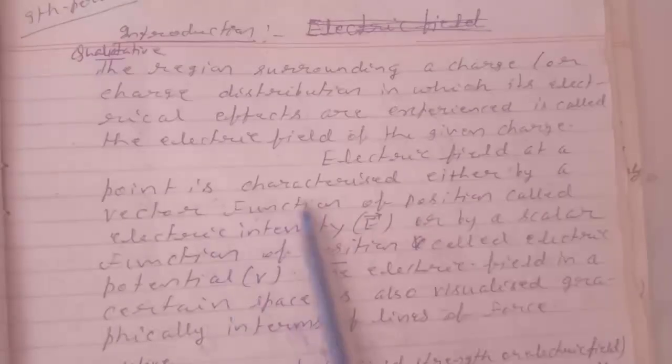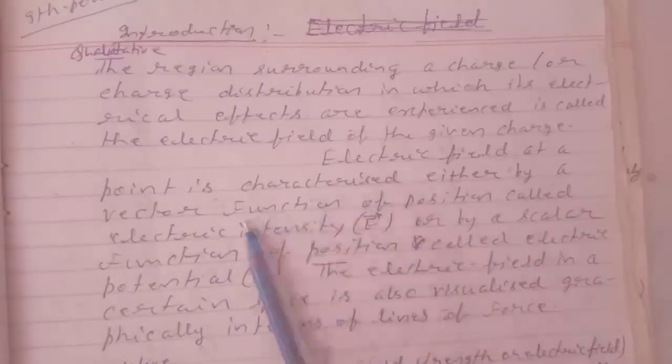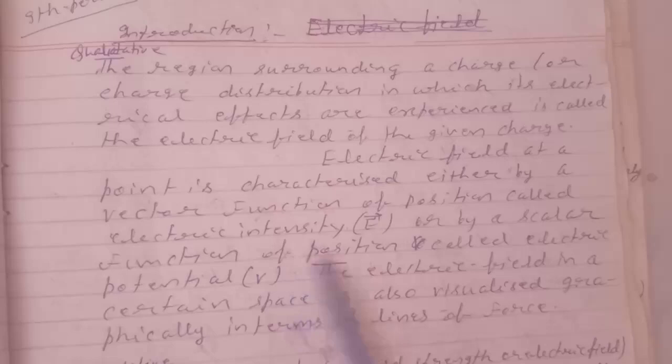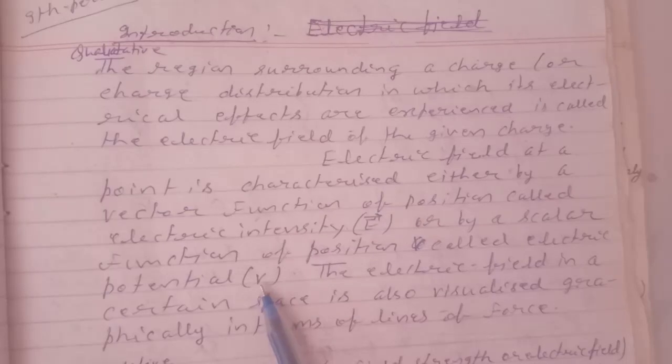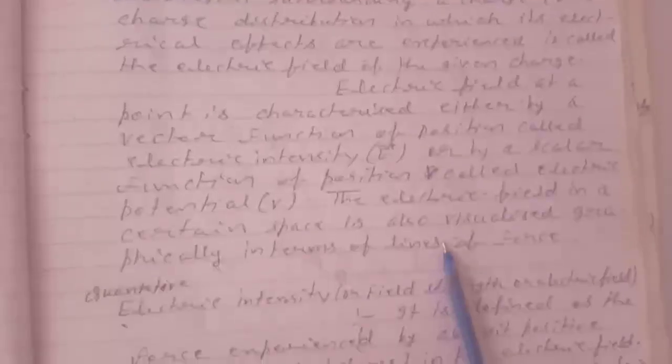Electric field at a point is characterized either by a vector function of position called electric intensity, or by a scalar function of position called electric potential V. The electric field in a certain space is also visualized graphically in terms of lines of force.